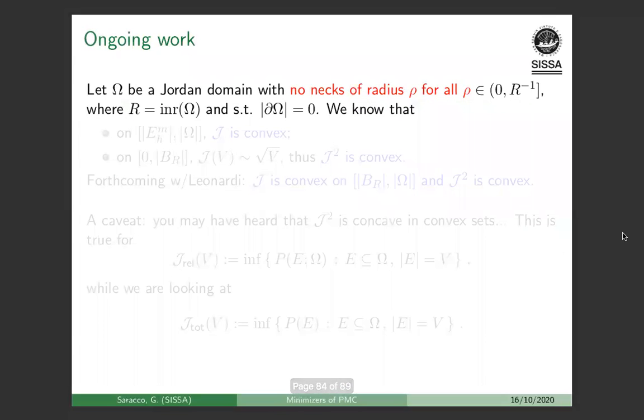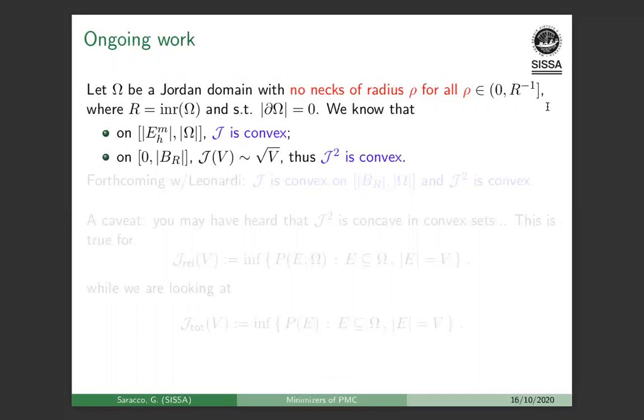So the very last thing is something which is ongoing with Gianpaolo. Take the same set of assumptions, and now suppose that you have nonextremality for all radius, not just up to the inverse of the Cheeger constant, but up to R, where R is the inner radius of omega, so the radius of the biggest ball you can fit in your set. What you know is that the isoperimetric profile is convex above a certain threshold.